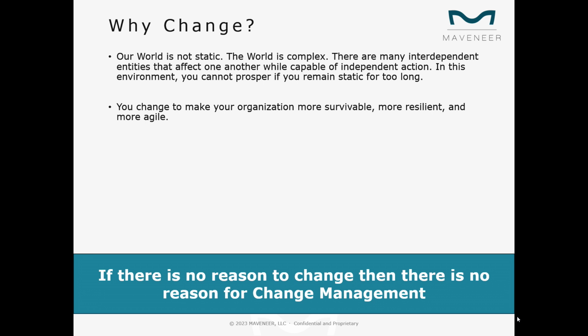It's complex, and there's a formal definition of complexity. We're not going to go into the mathematically pure definition, but I'll say complexity means that there's many interdependent entities. In other words, they affect one another. Well, they're capable of independent action. And in this environment, volatile, uncertain, chaotic, ambiguous, you're not going to prosper if you remain static for too long. You can survive, but you're not necessarily going to prosper.